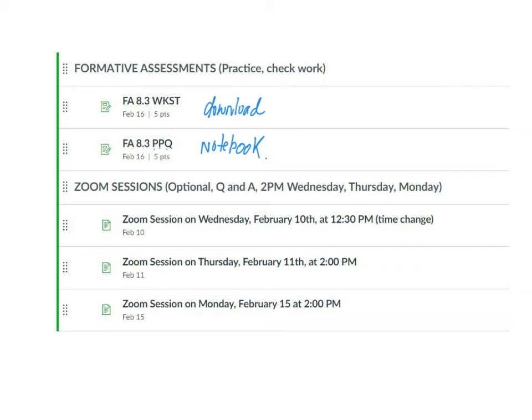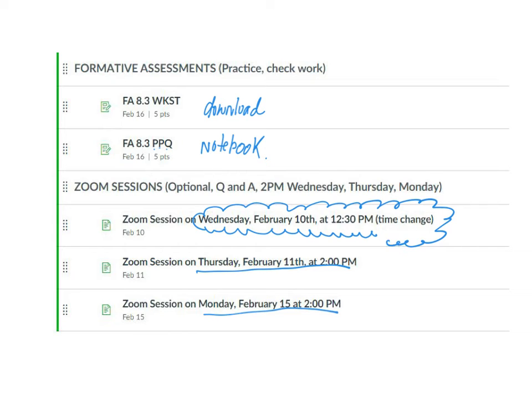And keep in mind that we have Zoom sessions if you have any questions or just want to stop in and say hello. I know that we usually always are Wednesday, Thursday, and Monday at 2 p.m. Notice that it is Thursday and Monday at 2 p.m., but due to a meeting that I can't change the time on, I have to change our meeting time, and so for Wednesday, if you're thinking about stopping by, it's at 12:30. Okay, have a good day, and if you have any questions, message me.